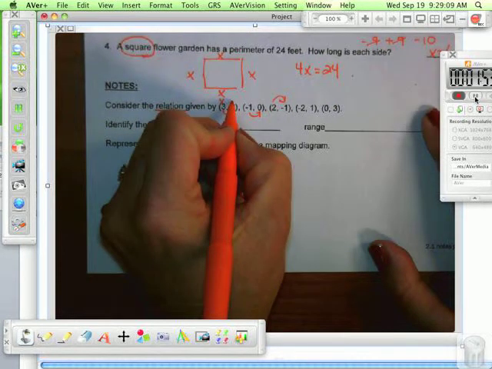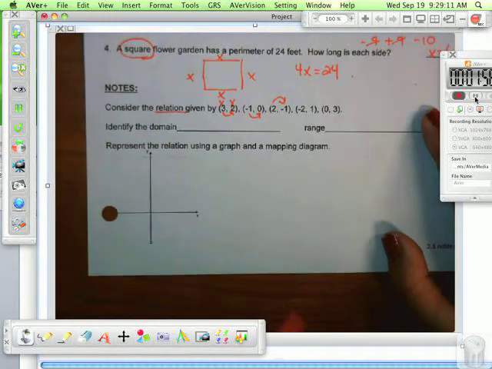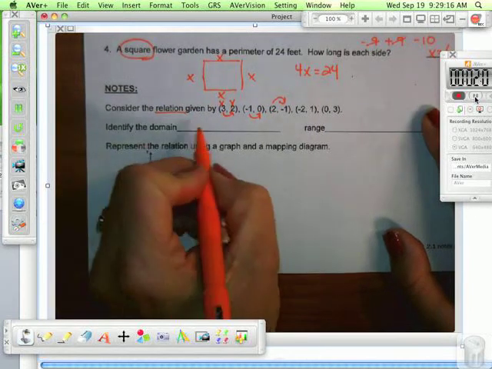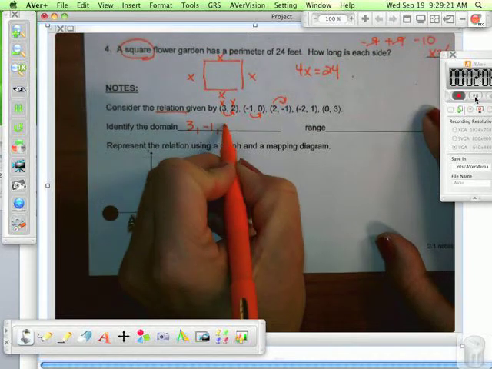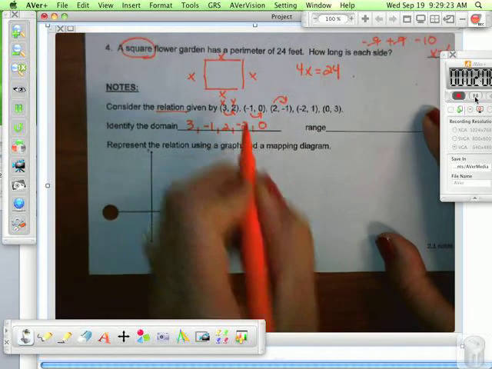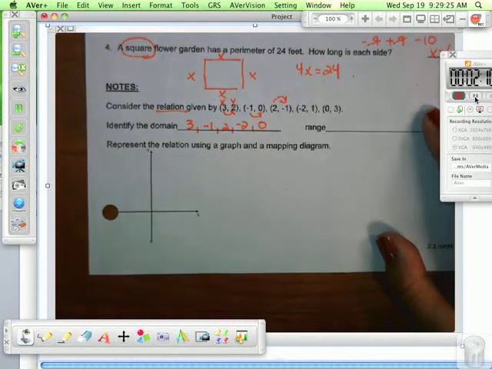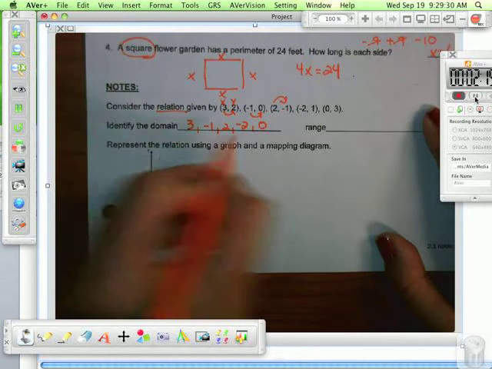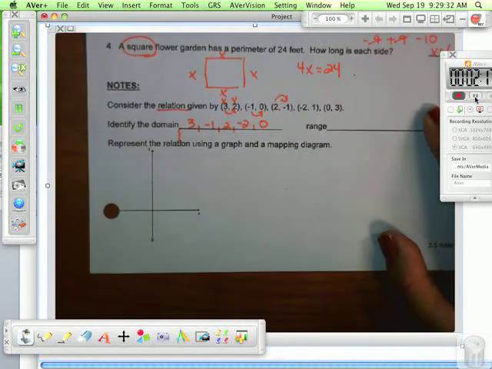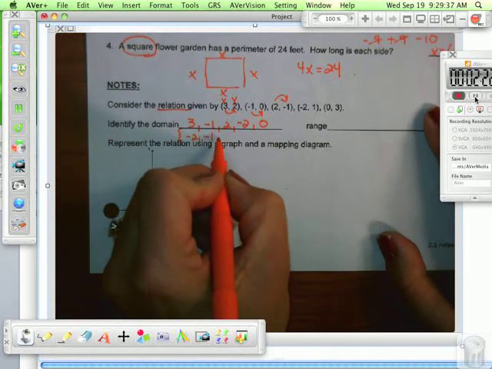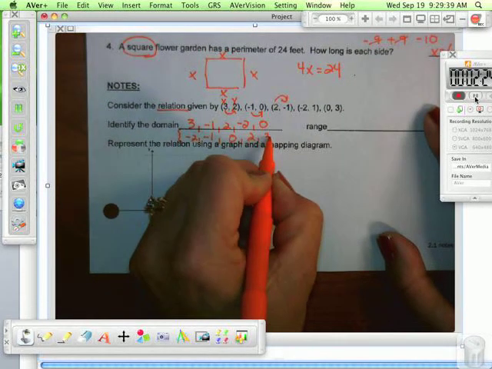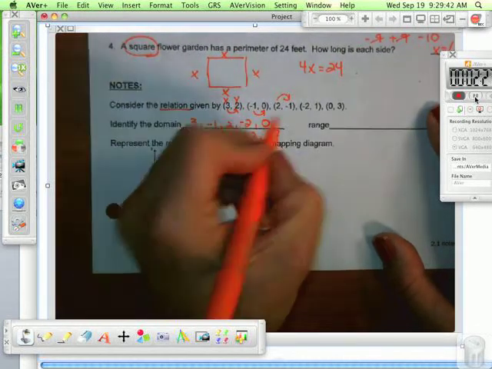X is the input, Y is the output. X is also the what? The D word, which is what? Domain. So we've got to list all the inputs. That's the domain: 3, negative 1, 2, negative 2, 0. They're not in order right now from least to greatest, so we probably should do that. So you could write it in a bracket like that, and it would be negative 2, negative 1, 0, 2, and 3. Or you could do either way.